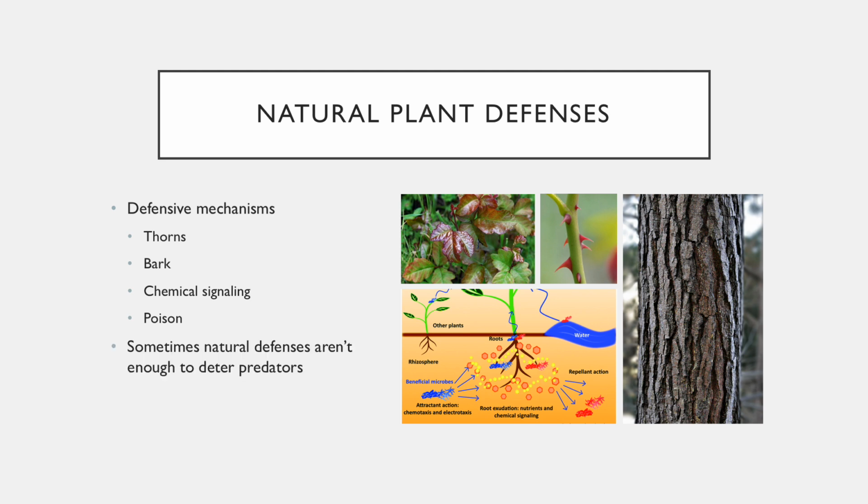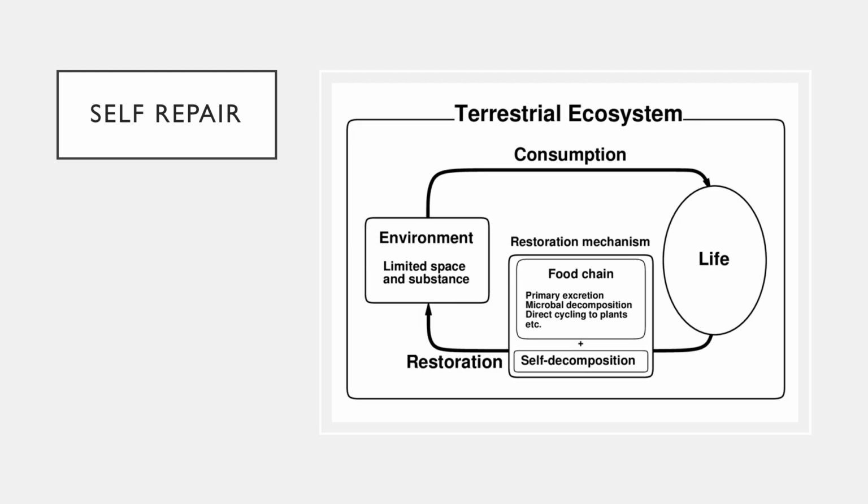But we all know also that sometimes natural defenses aren't enough to deter predators. So we have to think what can be done after the fact. On top of natural plant defenses, there's also self-repair within ecosystems and within plants themselves. So for a normal terrestrial ecosystem, there is environment and then there is life. To get from environment to life, there's consumption, and from life to environment, there needs to be restoration mechanisms within the food chain. If there aren't restoration mechanisms, or if there is a sudden change in different species that are affecting this ecosystem negatively, then this can't happen.